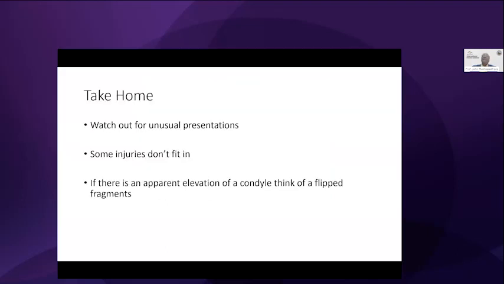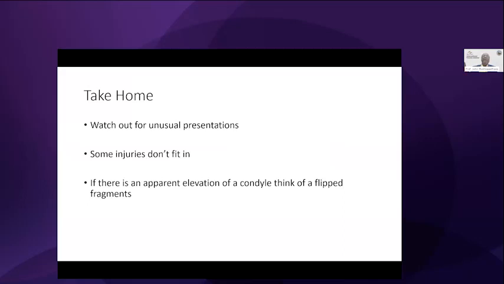So I think basically you need to watch out for unusual presentations in any fracture. Every time you think you've seen everything, you find something unusual which comes up with a different presentation. And some injuries just don't fit into the normal classification or patterns of fractures that we see. So you have to be aware of this.